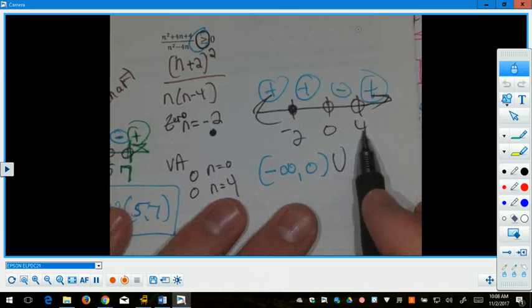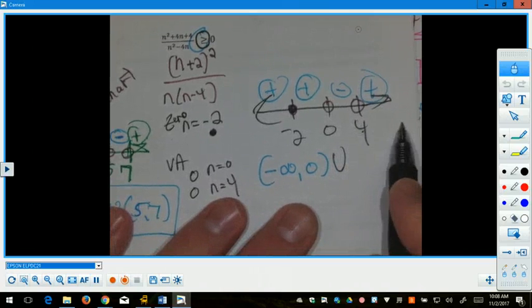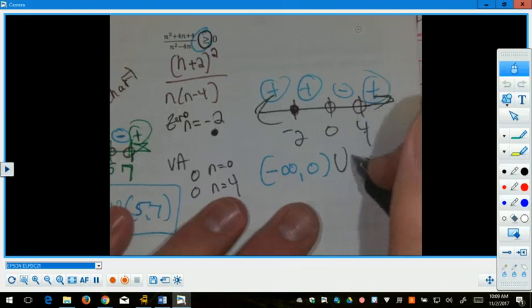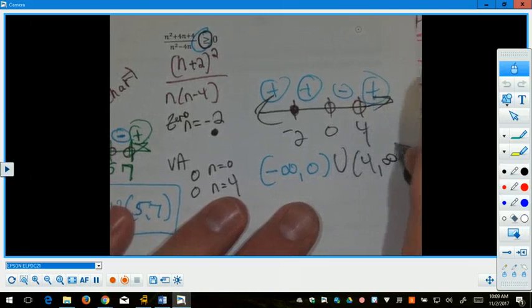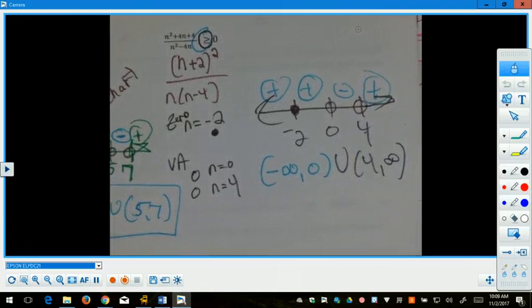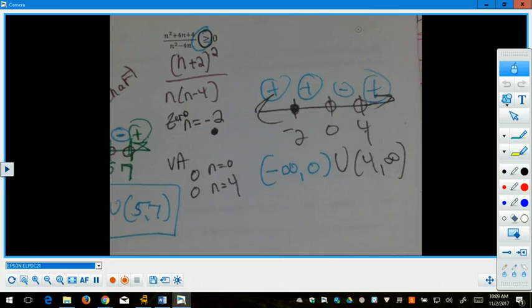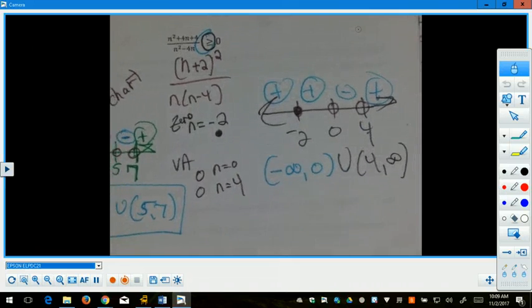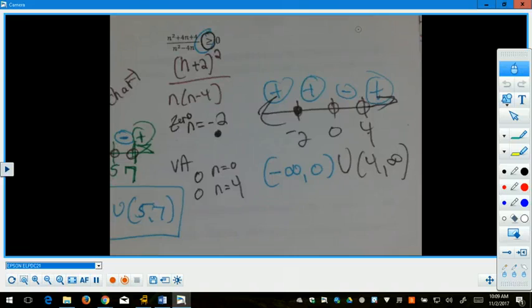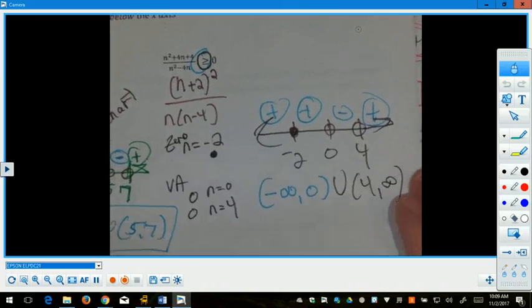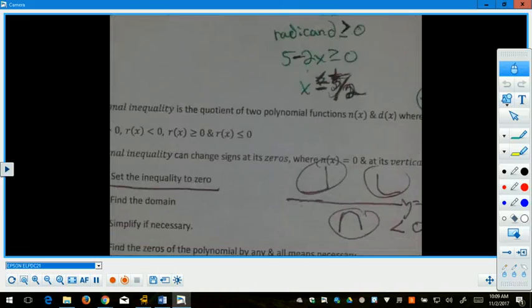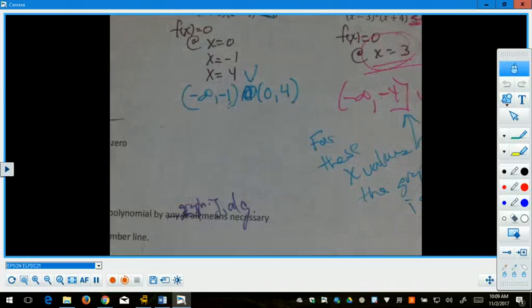And then from 4 to infinity, and not including 4, though. So those are the intervals for which the graph is either on the x-axis or above the x-axis. Questions on that problem? All right, let's take a look then at, we're on 2.6, solving rational equations.